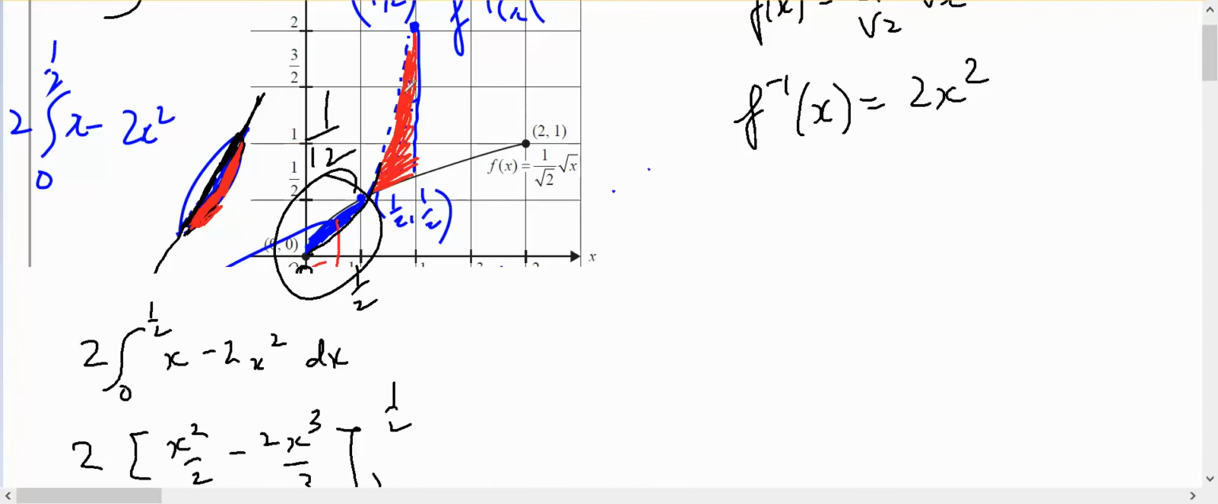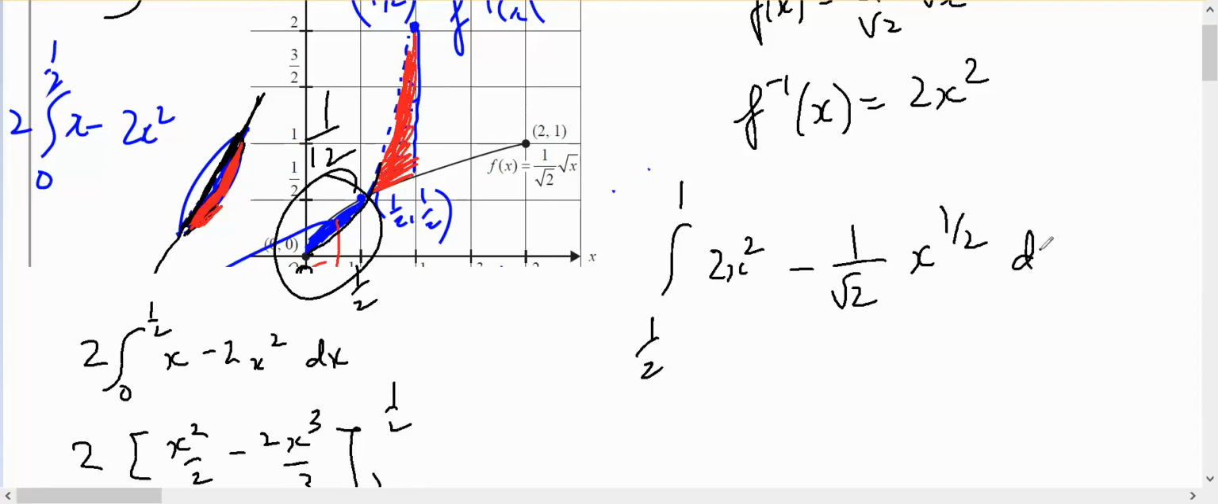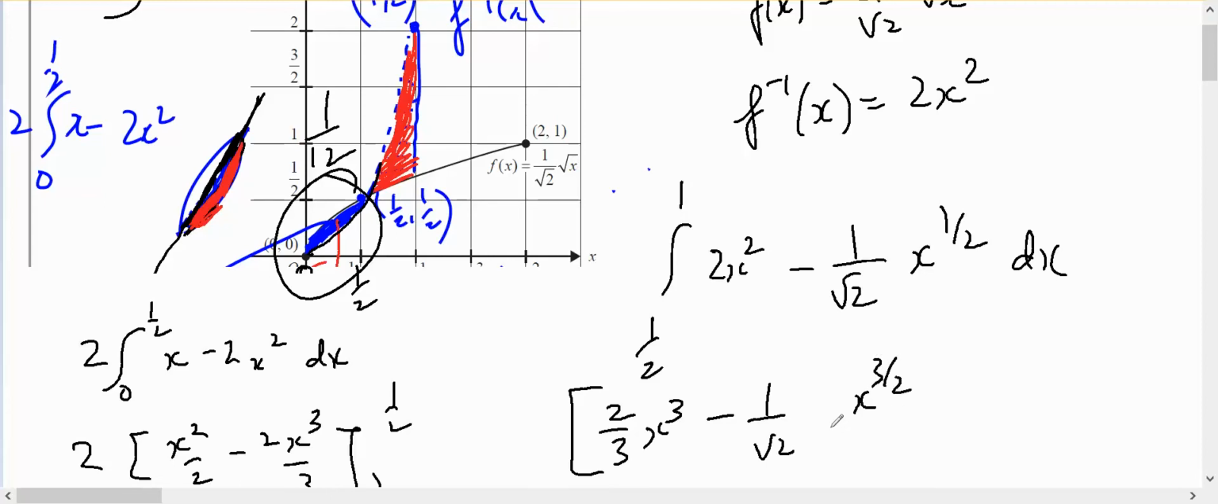The second area, this red area, is going to be the integral from 1/2 to 1. The top curve is going to be 2x squared, and the bottom is going to be 1 on root 2, x to the 1/2 dx. And that's going to equal 2/3 x cubed minus 1 on root 2, x to the 3 on 2, on 3 with the 2 on the top, from 1/2 to 1.